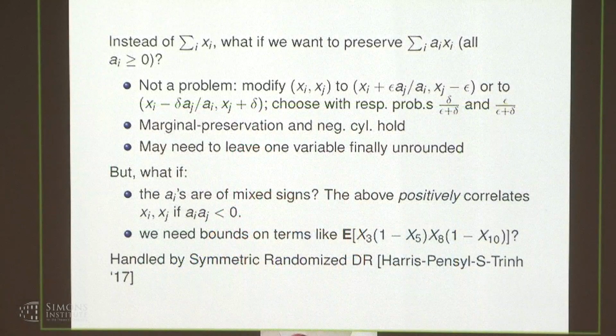Okay, so let's first handle an easy question. So the basic dependent rounding preserved the sum of the xi's with probability 1. What if you want to preserve a weighted linear combination? That's easy actually, there's really nothing to do. Those are the first 3 bullet items. So you need to maintain the weighted linear combination. So when you modify xi and xj, instead of doing plus epsilon, minus epsilon, you just weight the plus epsilon by aj over ai, and similarly when you do the negative delta, you weight it by the same factor, that's all. And once again, you have these 2 options where epsilon and delta are strictly positive, and you take the first option with probability proportional to delta, the second with probability proportional to epsilon. Once again, marginal preservation and negative cylinder dependence are easy to show.